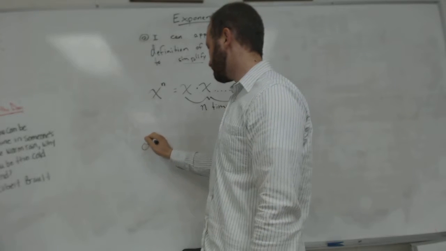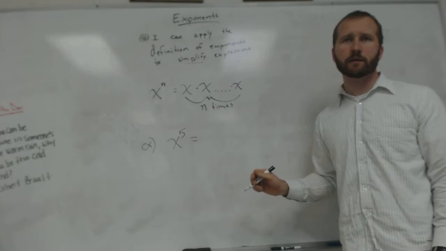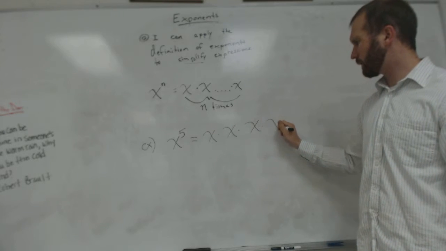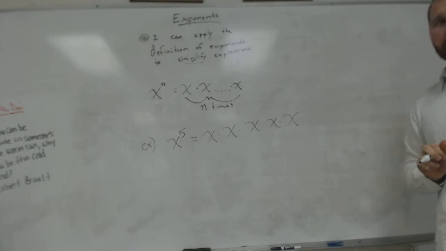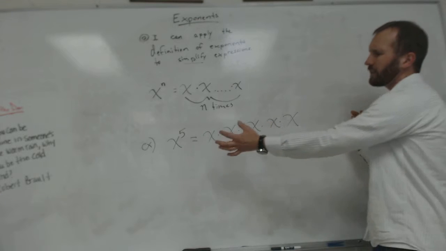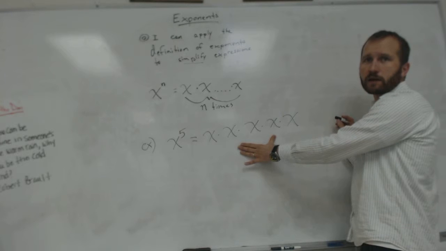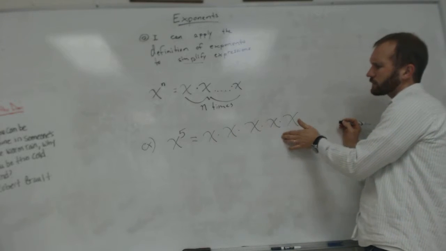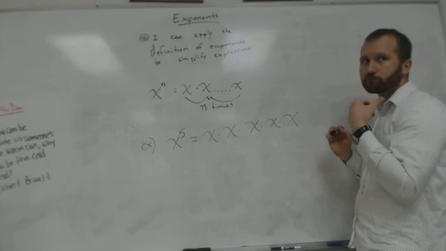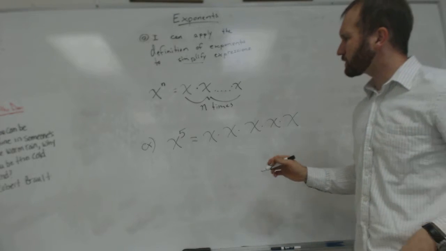Example, if I have x to the fifth, that would be 1, 2, 3, 4, 5. X times x times x times x times x. Now wouldn't you agree that this looks a lot simpler than this? Yeah. And this is why we use exponents. So we don't have to write out a ton of multiplication. We're just multiplying the same thing over and over and over.